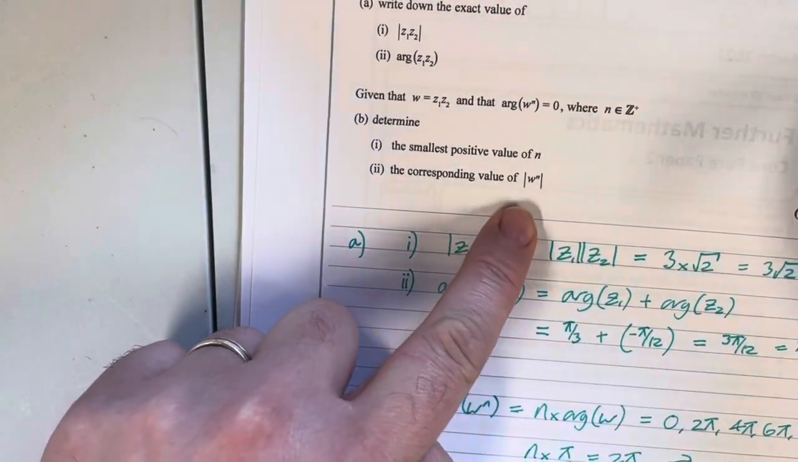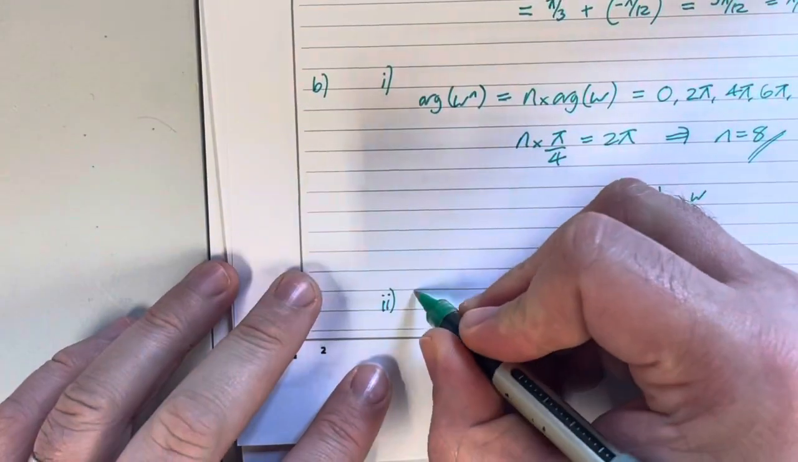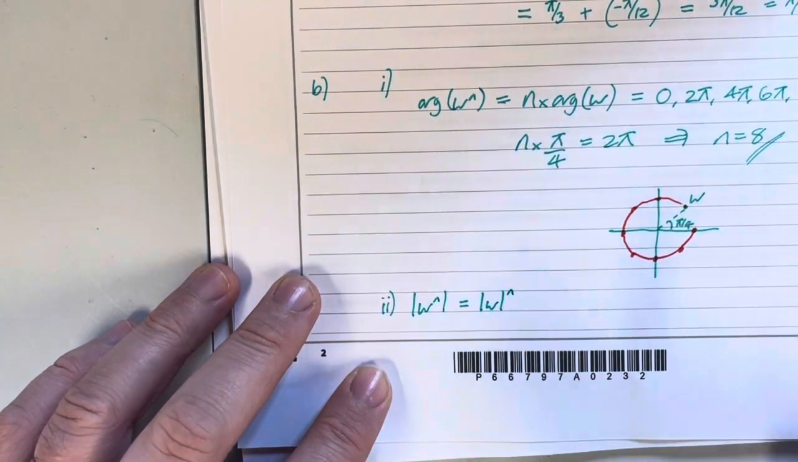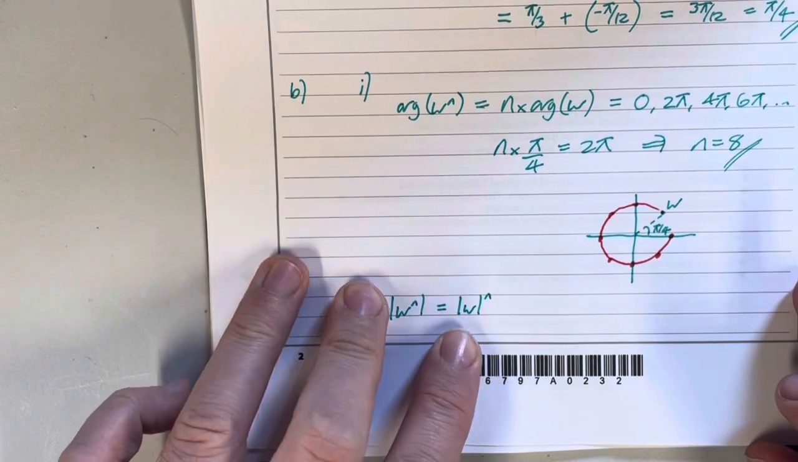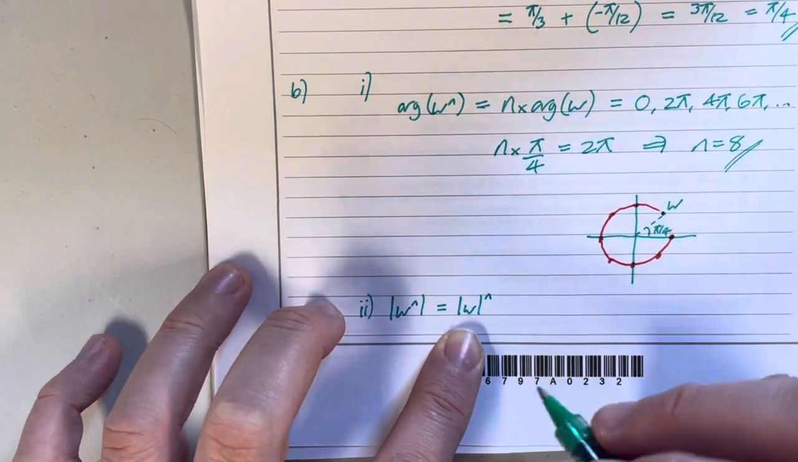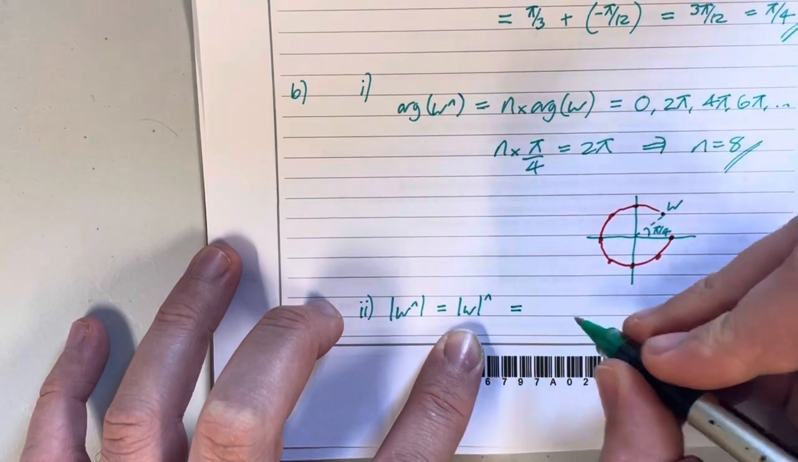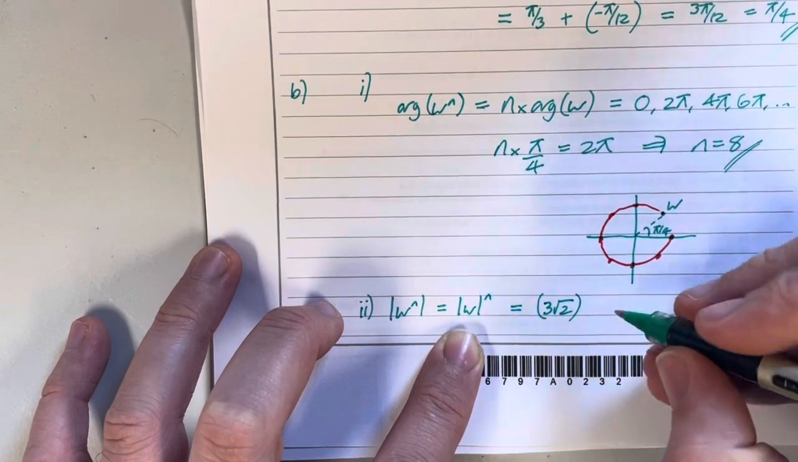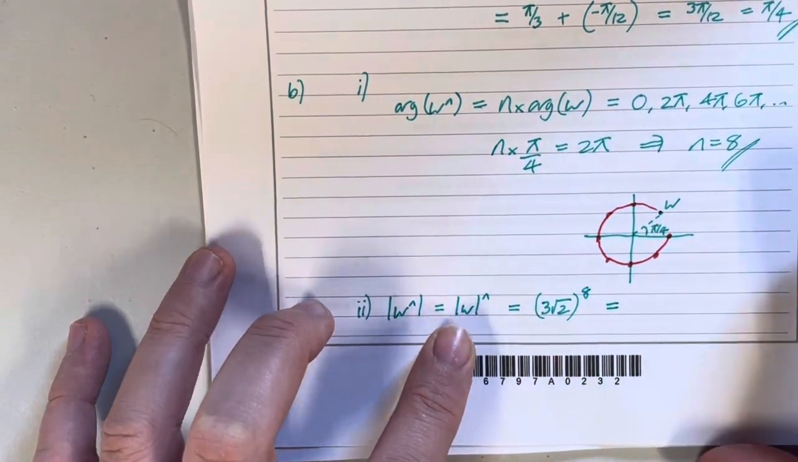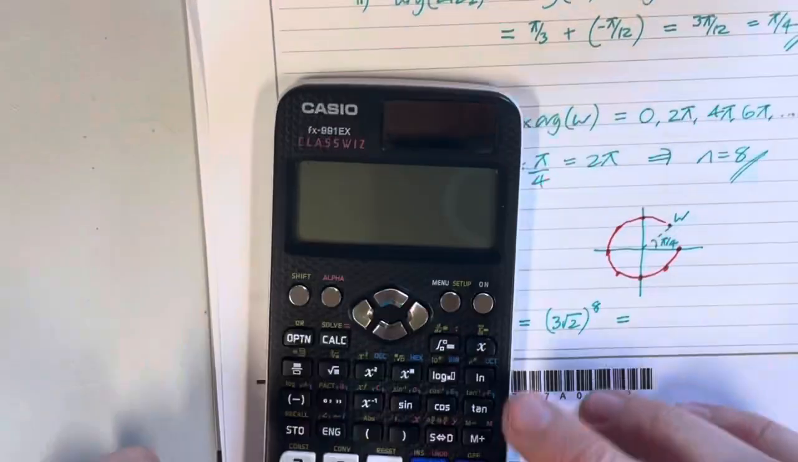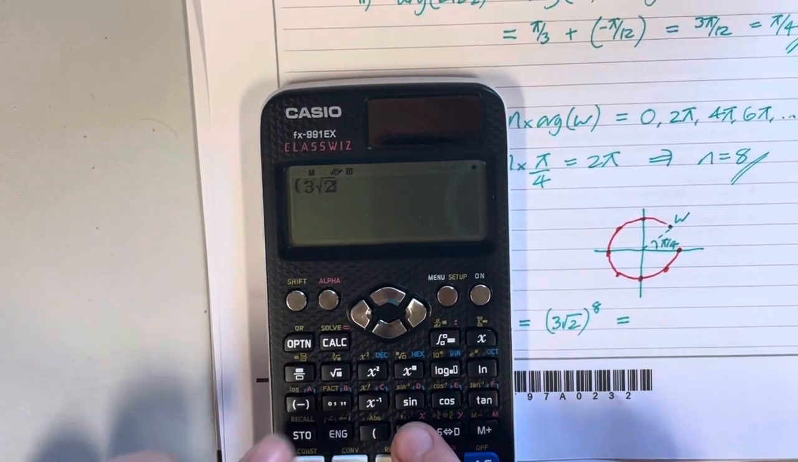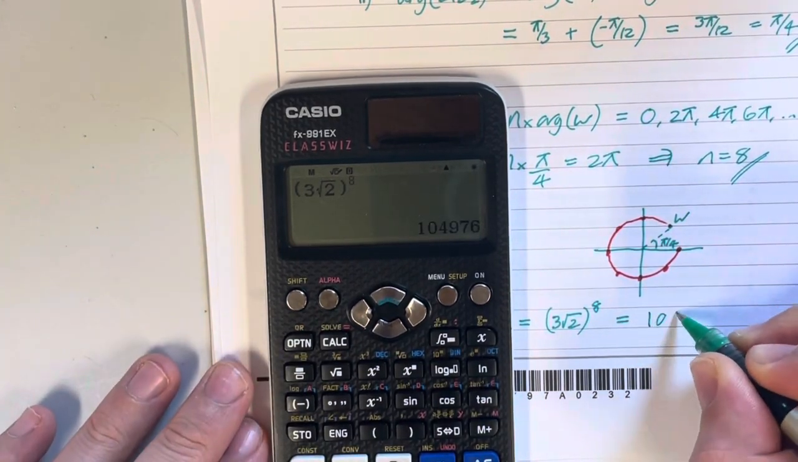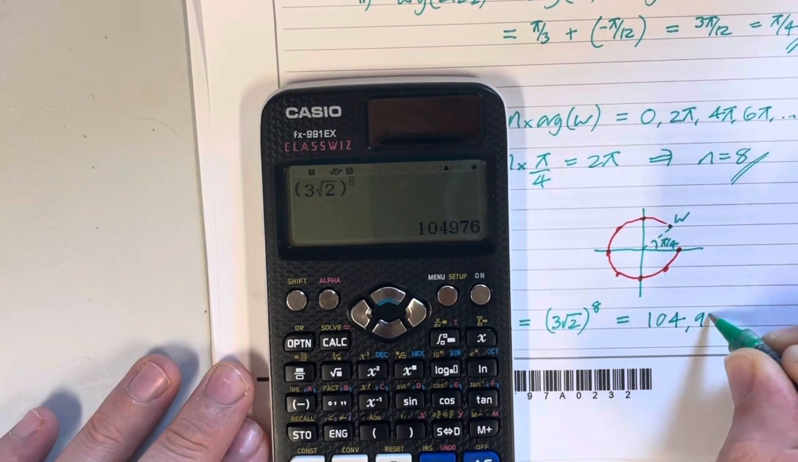Part 2, find the corresponding value of the modulus of W to the n. Well, the modulus of W to the n is going to equal the modulus of W to the power n. Again, that's another fact you need to know when raising complex numbers to powers. We've already calculated the modulus of W. That's 3 root 2. And we've also already calculated n, which was 8. So I just need to do 3 root 2 to the power 8. So I'm going to get my calculator. 3 root 2 to the power 8. You get 104,976. That's my answer.